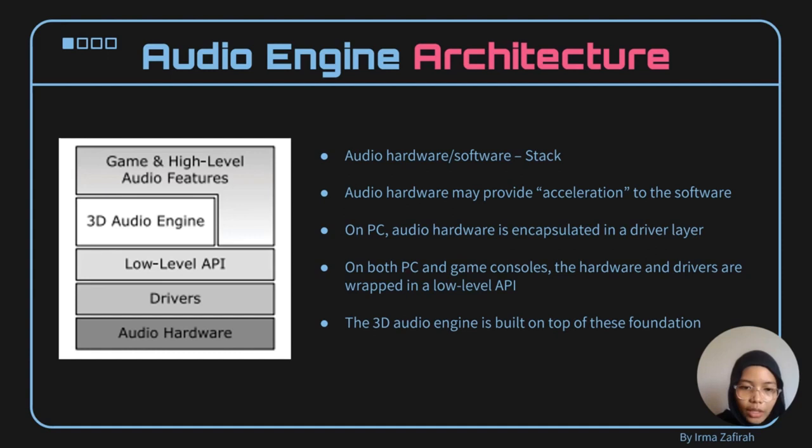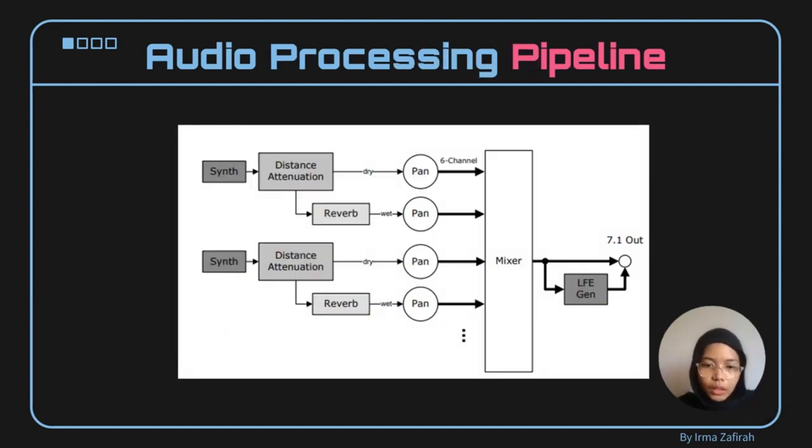On top of that, we have the 3D audio engine. This is the audio processing pipeline. The first step is that dry digital signals will be synthesized for each sound, and then distance-based attenuation will apply to the dry signal, while reverb will apply to wet signals to create 3D audio. Then the dry and wet signals will be panned to one or more speakers for the final 3D sound. After being panned, the sound will be mixed and sent through speaker outputs or directly to digital output.